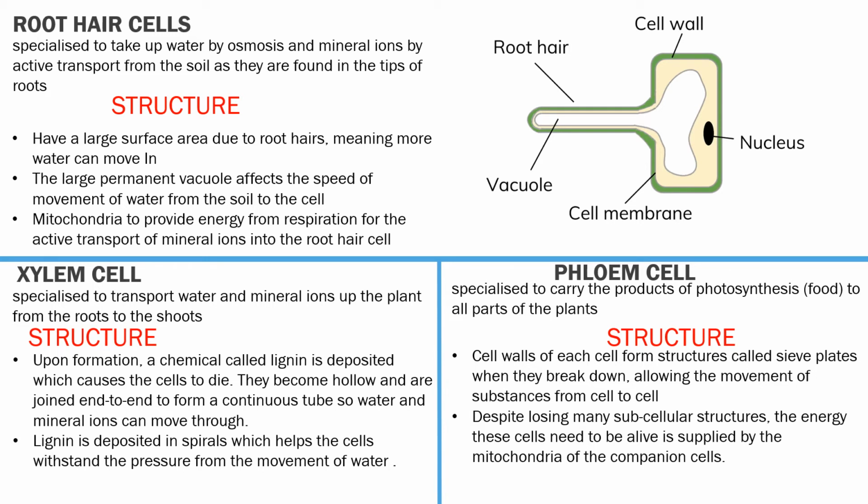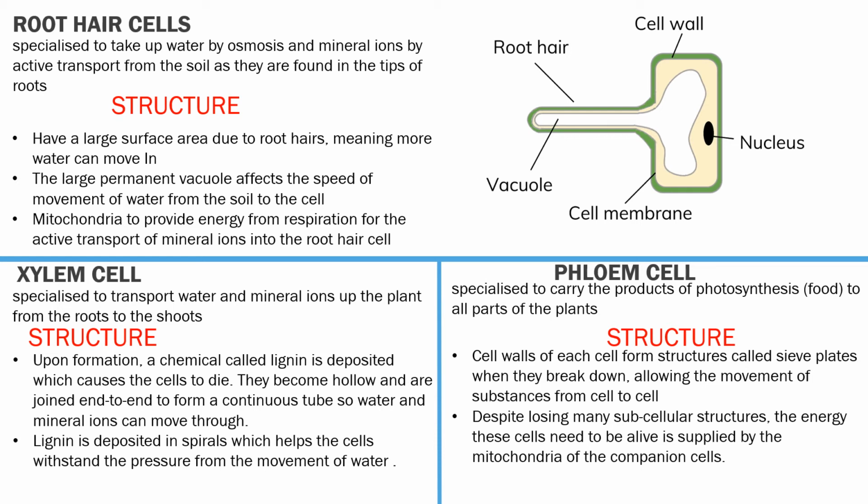The xylem cell is specialized to transport water and mineral ions up the plant from the roots to the shoots. Its structure is that it has a chemical called lignin, which is deposited, which causes the cell to die, and they become hollow and are joined end to end to form a continuous tube so water and mineral ions can move through. The lignin is deposited in spirals which help the cell withstand the pressure from the movement of the water.